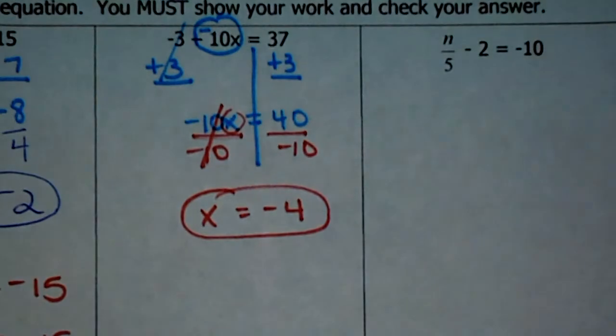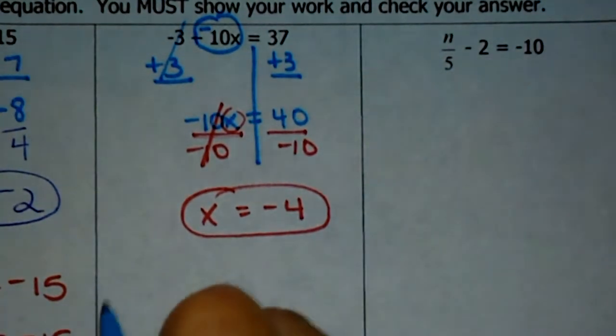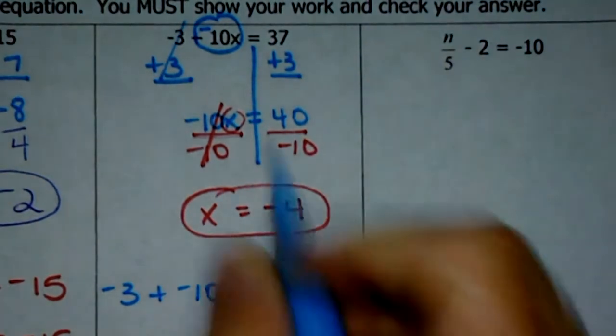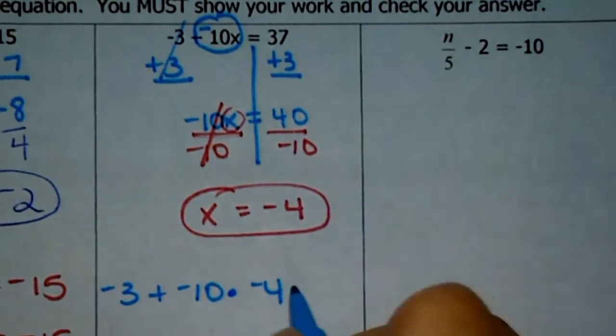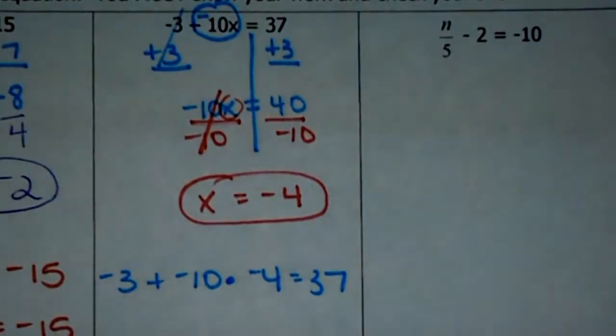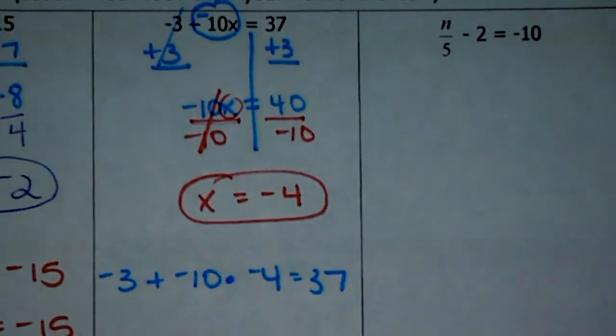You can go back up to your original equation. Negative 3 plus negative 10 times, we're saying x is negative 4, is supposed to equal a positive 37. Let's see if it does. You can type that in your calculator too if you wanted, but honestly, if you know your multiplication facts and your integer rules, this will be faster. This means negative 3 plus, I have to multiply first, 40 equals 37.